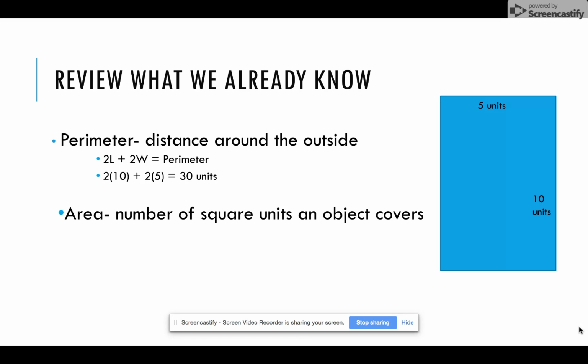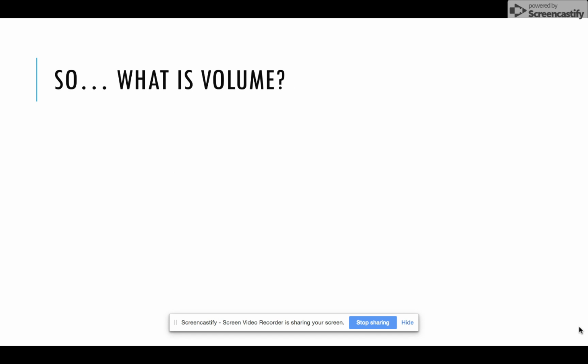That's the area. The formula for area of a rectangle is length times width, which gives an answer in units squared. Try solving for the area of this rectangle. Pause here. We would multiply the length 10 by the width 5 for an answer of 50 units squared. So, what is volume? Volume is the amount of space an object occupies or contains.